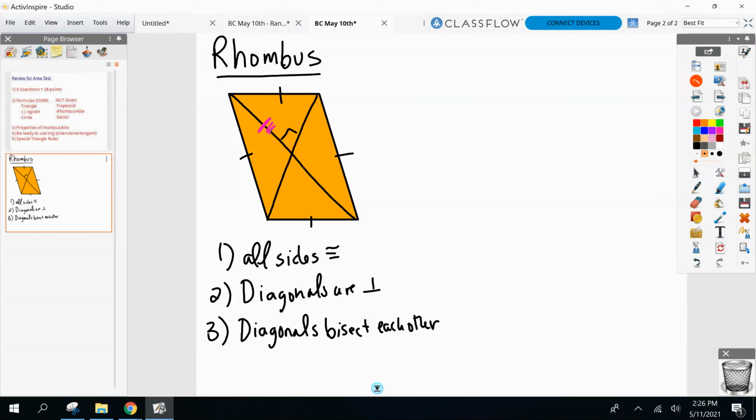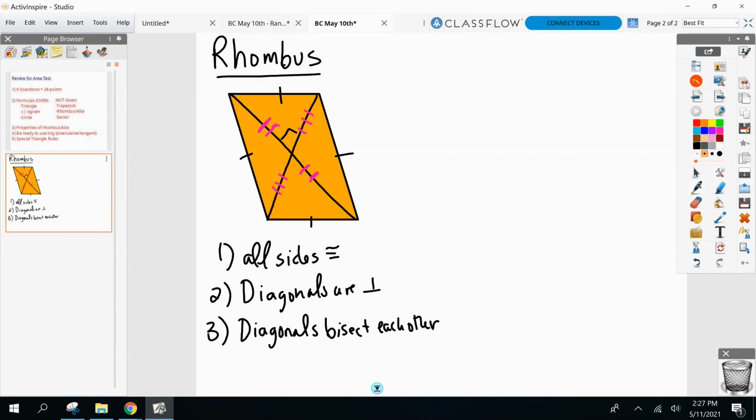Diagonals bisect, so those 2 are equal. And then 1, 2, 3. Okay, diagonals are not congruent, but they do bisect each other and they are perpendicular. Again, that's helpful because now you can say, all right, I can use Pythagorean theorem on one of those right triangles, or I can use sine, cosine, tangent on one of those right triangles.